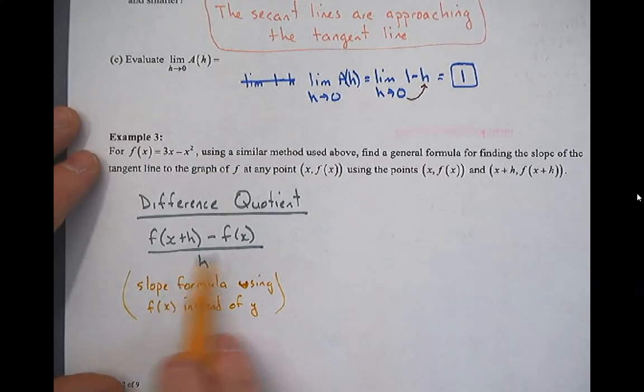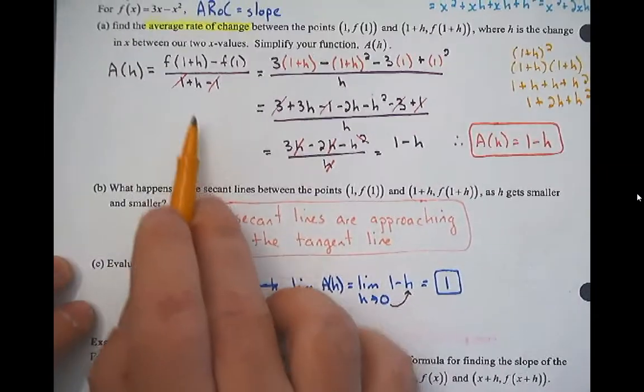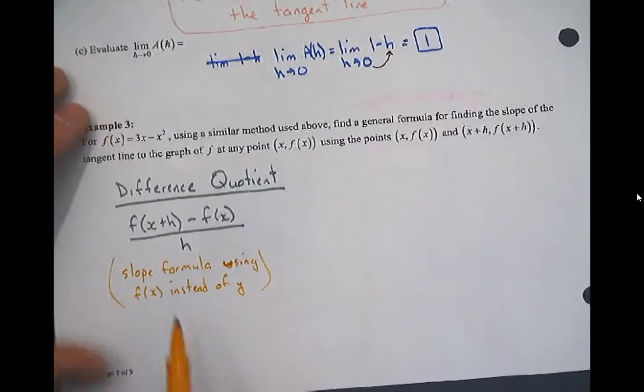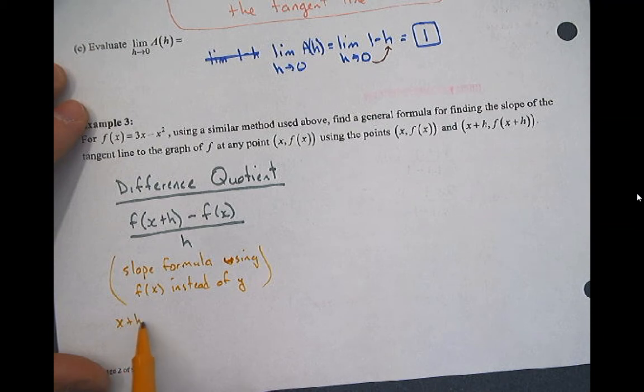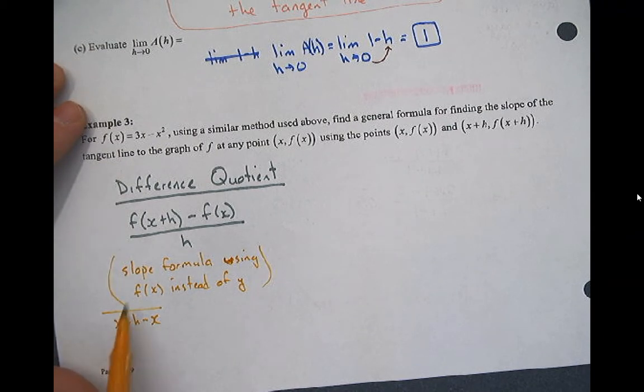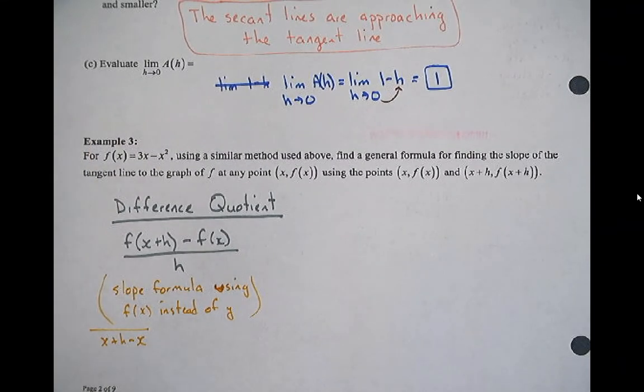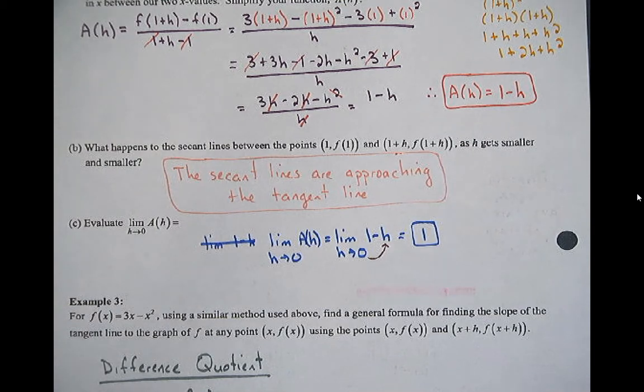Y minus y over x minus x. Well, wait, what happened to the x's on the bottom? Remember, it's x plus h minus x on the bottom. What's going to happen to those x's? Those are going to cancel out, and you're just going to be left with h. And then this thing that we call the slope of the tangent line is also called the derivative. The derivative is how fast the graph is changing at one specific point. And we call that the derivative.